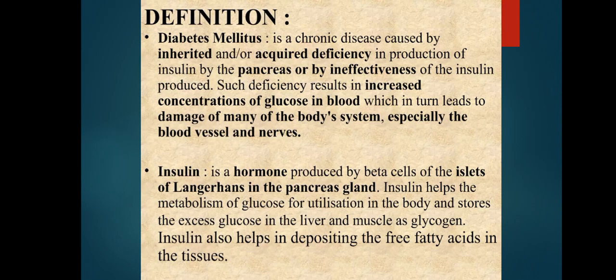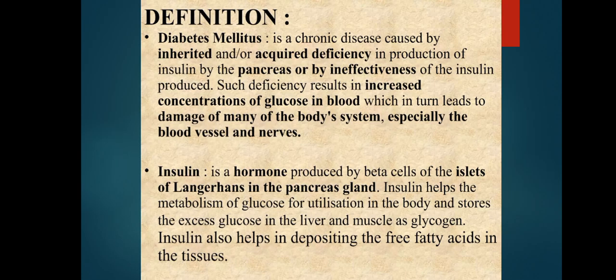And what is insulin? Insulin is a hormone produced by the beta cells of the islets of Langerhans in the pancreas gland. Which type of hormone? It's a protein hormone. And where is it produced in the pancreas, in which cells? Beta cells, mainly known as islets of Langerhans. And what's its function? Insulin helps the metabolism of glucose for utilization in the body and stores the excess glucose in the liver and muscle as glycogen.